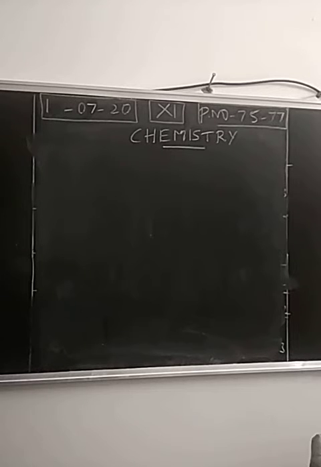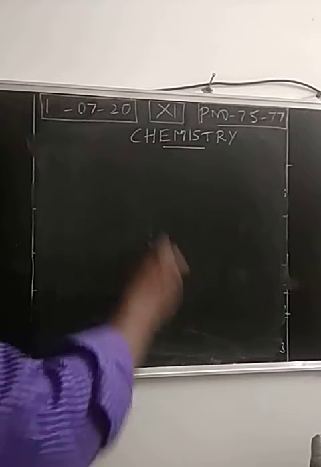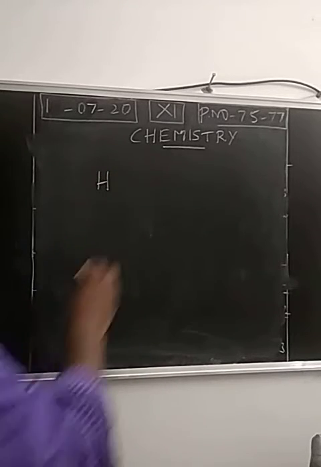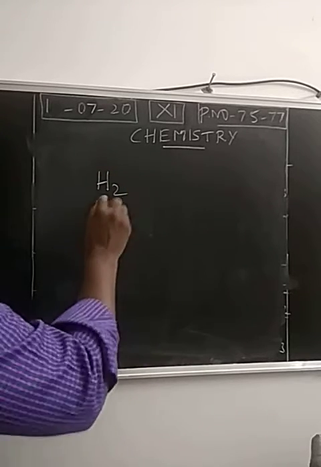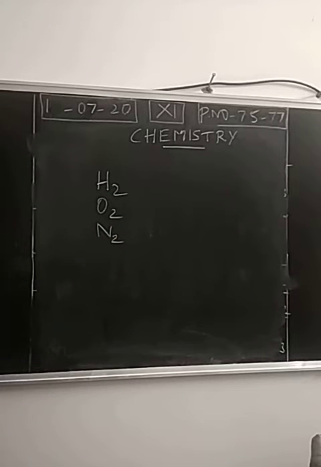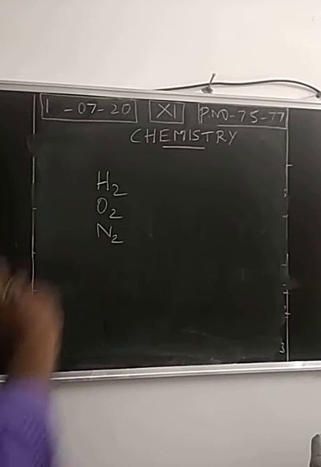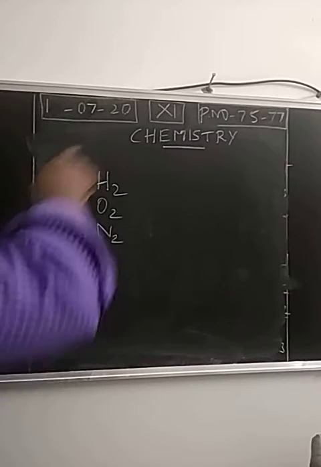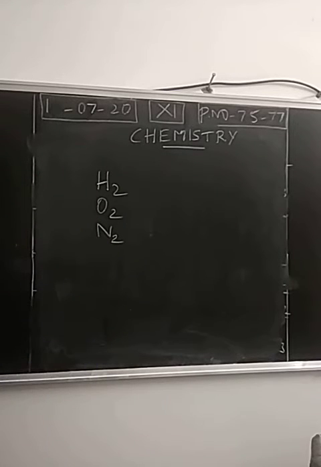Last class we discussed the formation of covalent bonds, isn't it? We discussed how the hydrogen molecule, oxygen molecule, and nitrogen molecule are formed. A single bond is formed between the hydrogen atoms in the hydrogen molecule, a double bond between the oxygen atoms in the O2 molecule, and a triple bond between the nitrogen atoms in the N2 molecule. So all these covalent bond formations we have already completed.